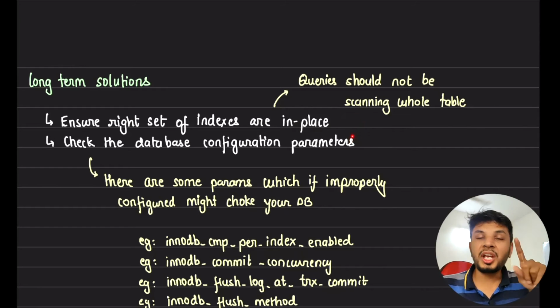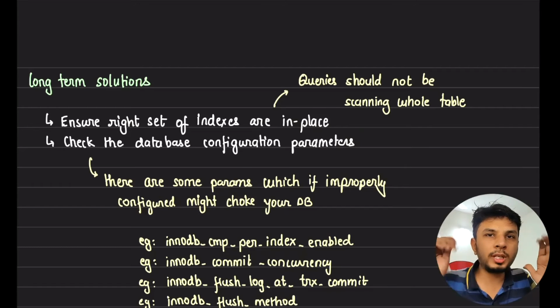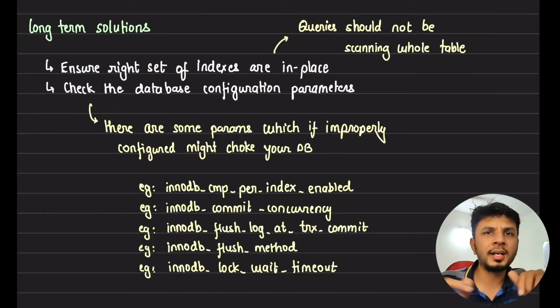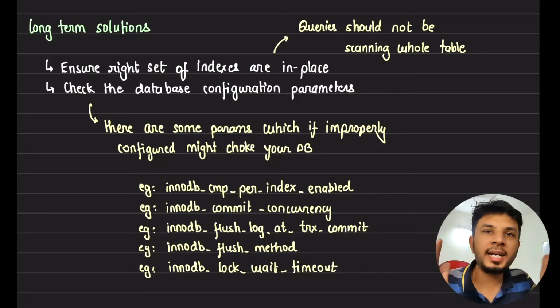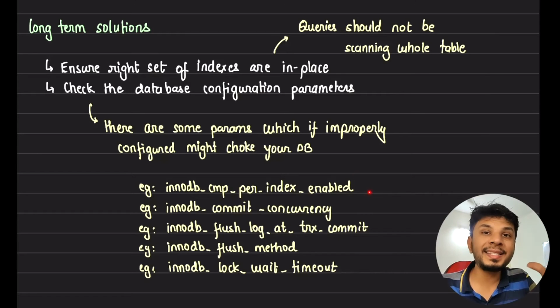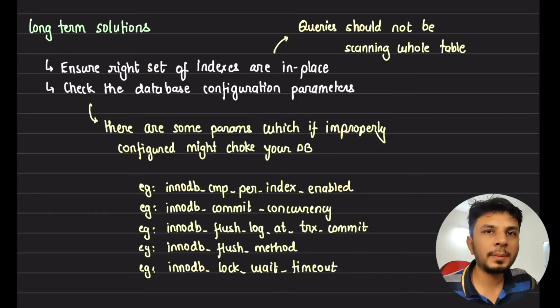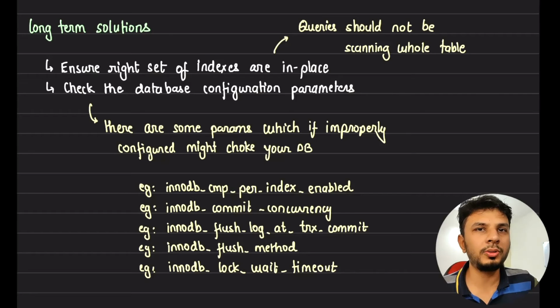Second, check the database configuration parameters. Every database has some boot up configuration parameters. For example, here I'm taking the example of MySQL, but every single database has very similar flags that you pass in when you boot up the database. If you are on AWS RDS, you would have seen a parameter group. This is that. These database settings come out of the box with the database. They have some default value, but that value might not be relevant for your use case.